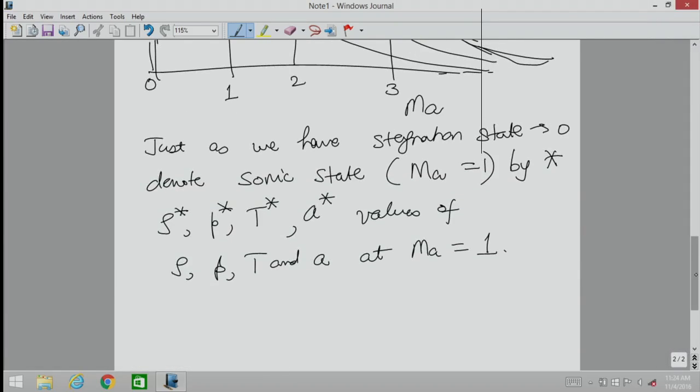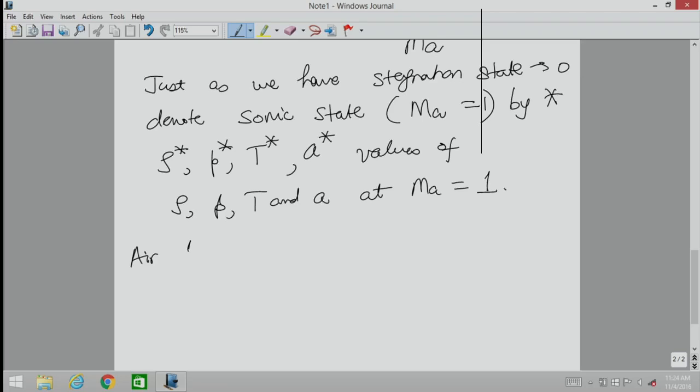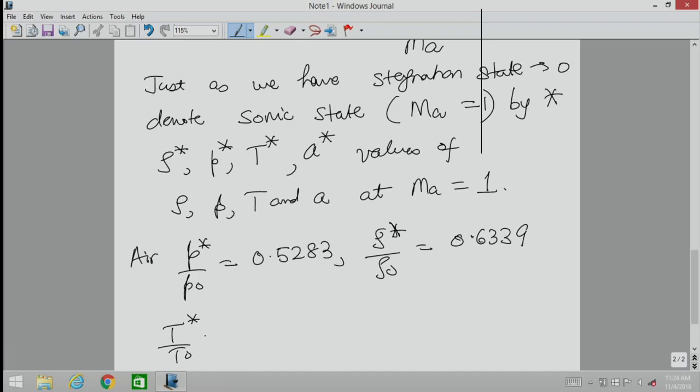And what we find is for air, P star upon P0 is equal to 0.5283. These are just some numbers to give you an idea. And what this tells you is that suppose you had a stagnation pressure. And from that absolute pressure, you bring it to a state where the pressure is only 53% of what it started with.